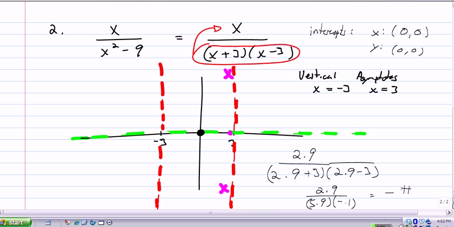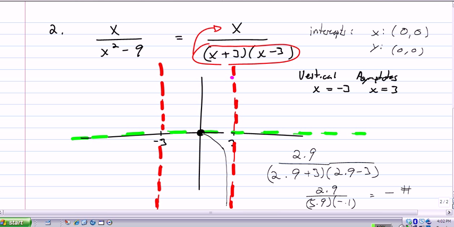Negative number. So this first section of the graph, we were trying to debate, is it up here or down here? Well, because when we plugged in 2.9 we got a negative, it's going to be this guy right here. So the graph starts down here. It's going to go through the origin.